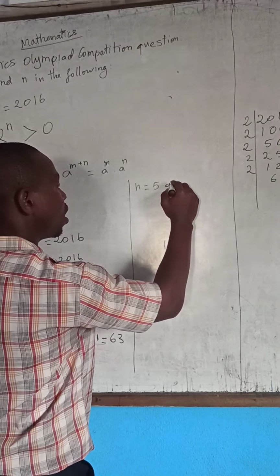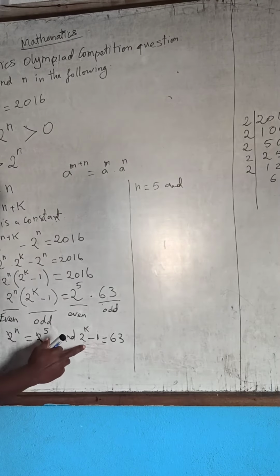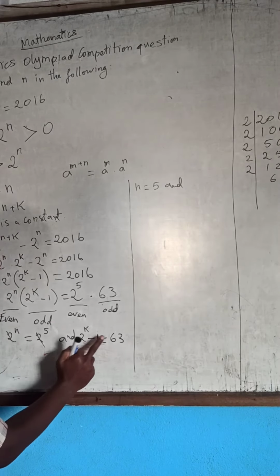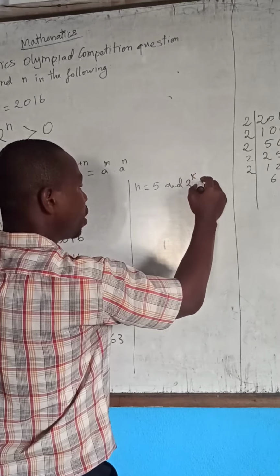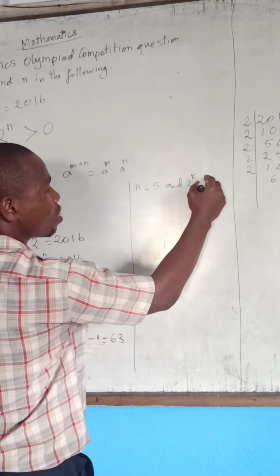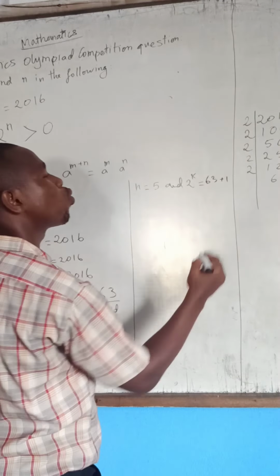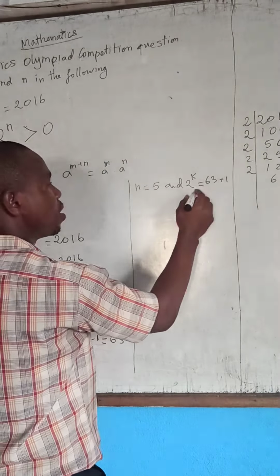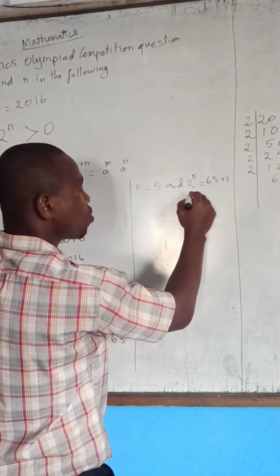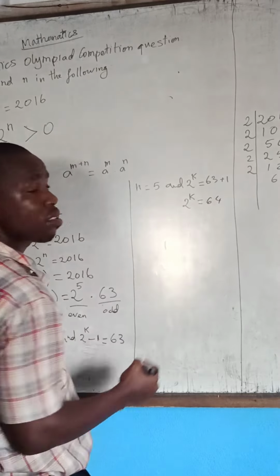And for the second one here, we have 2 raised to the power k minus 1 equals 63. The minus 1 will go to the right side, it will be plus 1, which is 2 raised to the power k is equal to 63 plus 1. So we see n is equal to 5. You can leave it in this place. We continue from this place. That means 2 raised to the power k is equal to 64.